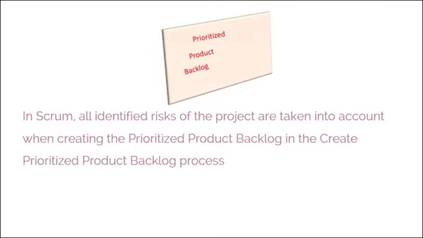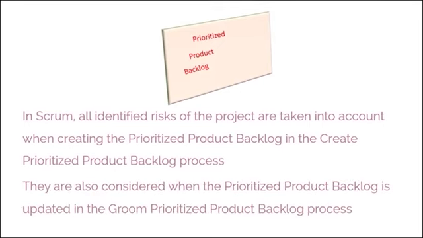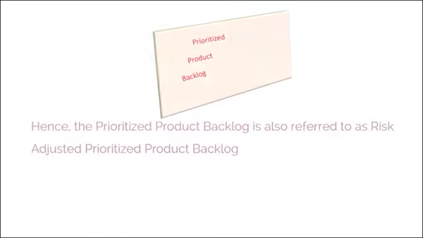In Scrum, all identified risks of the project are taken into account when creating the Prioritized Product Backlog in the Create Prioritized Product Backlog process. They are also considered when the Prioritized Product Backlog is updated in the Scrum Prioritized Product Backlog process. Hence, the Prioritized Product Backlog is also referred to as Risk-Adjusted Prioritized Product Backlog.